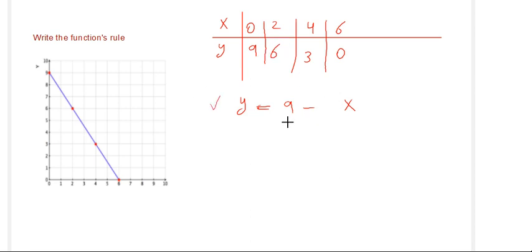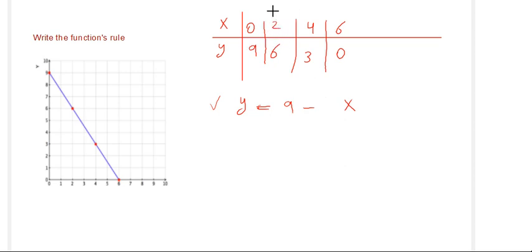The second pair, if x is 2, then 9 minus 2 gives us 6. It's okay. It's valid. For x equals 4, y is supposed to be 9 minus 4. 9 minus 4 is 5, not 3. So it's not just x. It's another term multiplied with x that makes it smaller every time. This has to be a fraction.